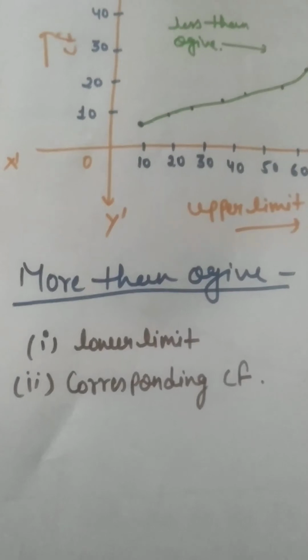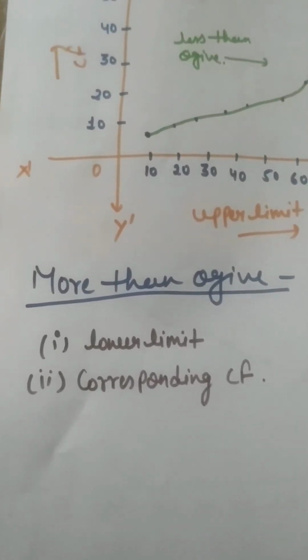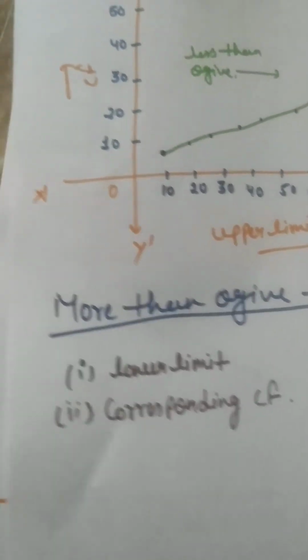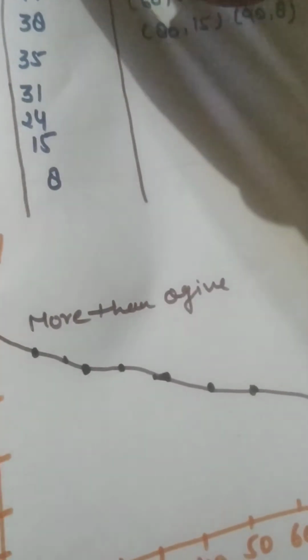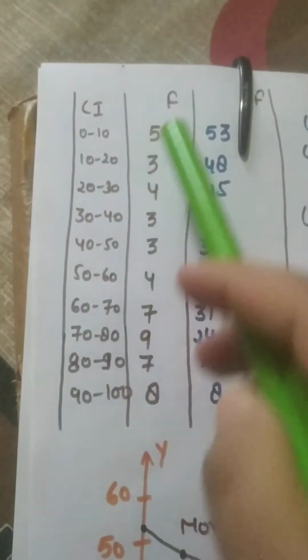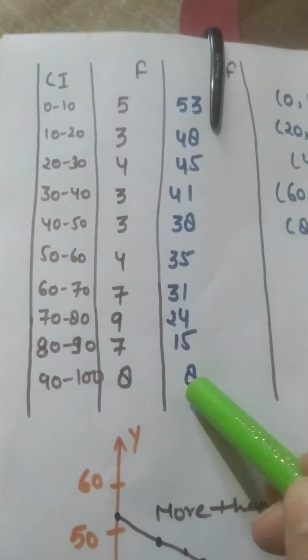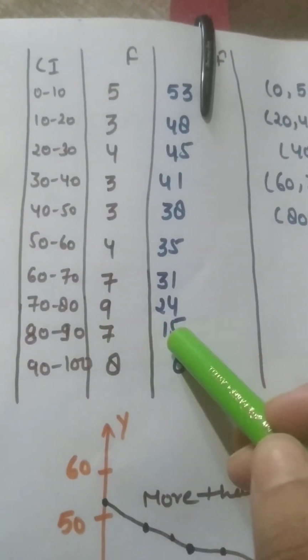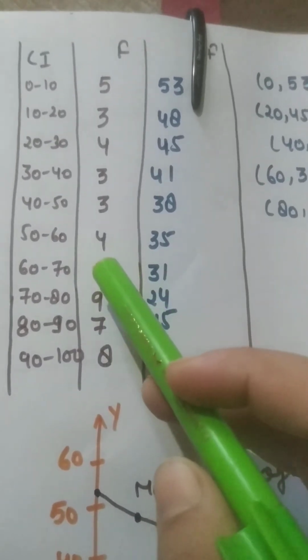Now we will start from the back. We will start from the last. Now we will add from the bottom and go upward. Okay, how? I am giving you one example. The same example I am taking. Look at here. That is the class interval, that is the frequency. So what we will do, as I told you, we will start from the last. 8 plus 7 is 15, 15 plus 9 is 24, 24 plus 7 and so on.